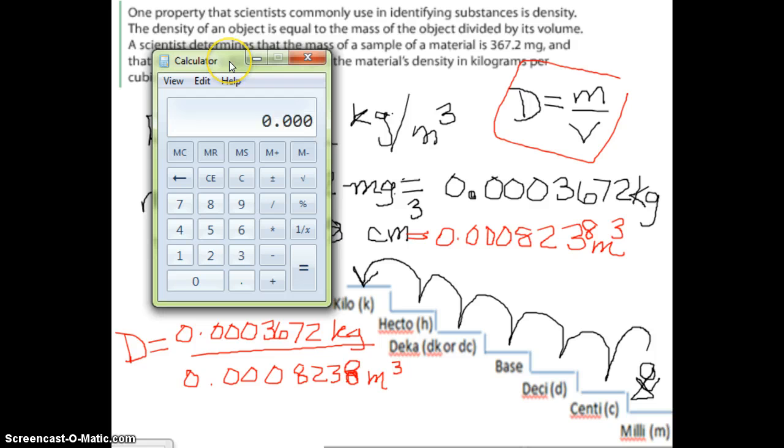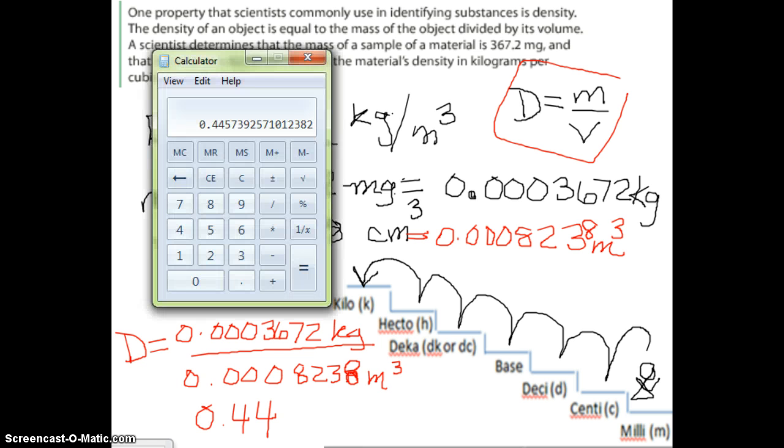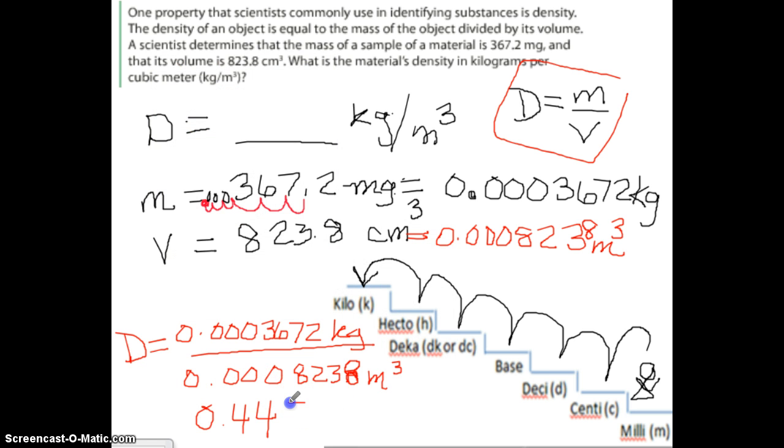So 672 divided by 0.000823 gives us an answer of 0.44, come back, 57. Or if I told you to round to hundredths, which is what we're going to do in this class, what would your answer be rounded to hundredths? 0.45. And what's our unit? Kilograms per meters cubed.